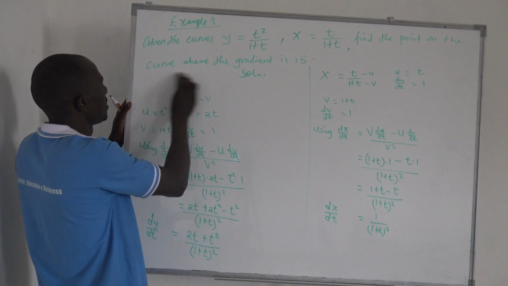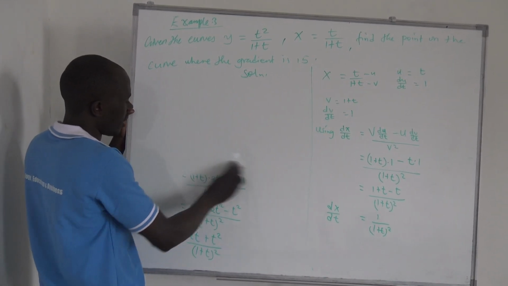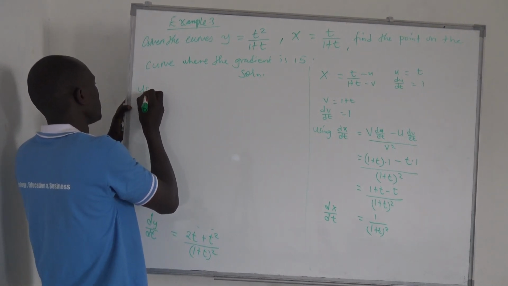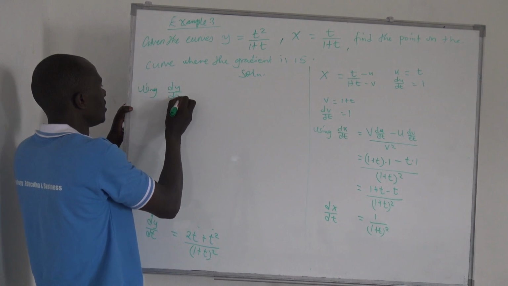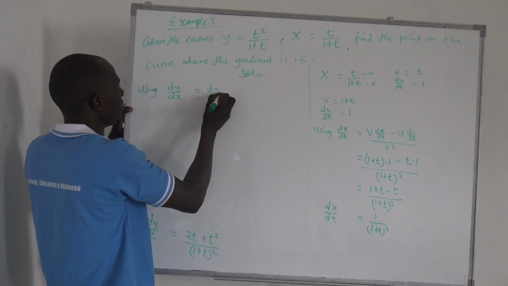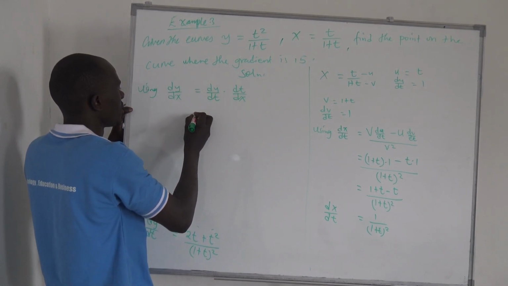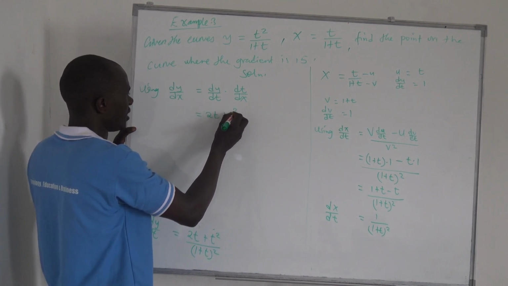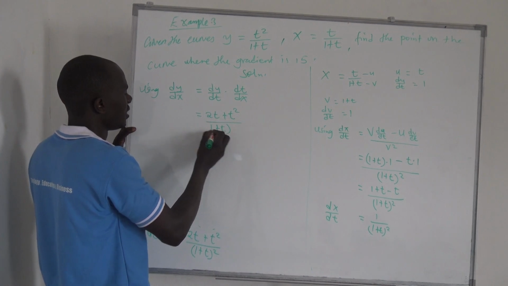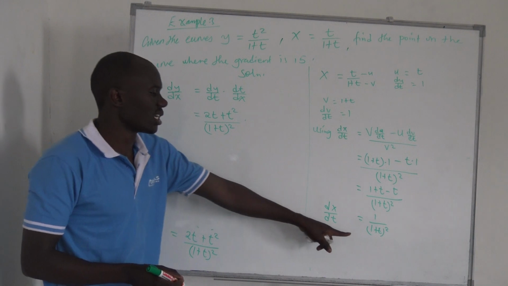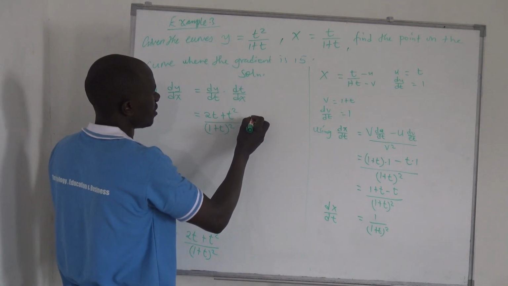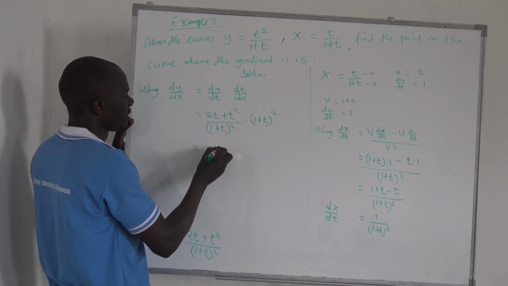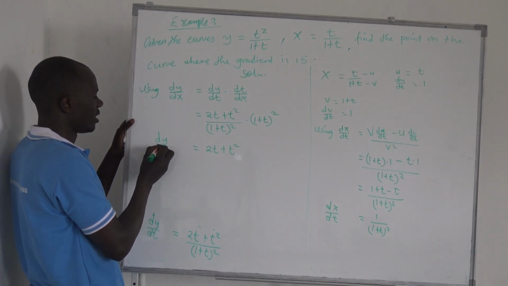From there, we are going to use our chain rule concept. So I'll say using the dy/dx equals the dy/dt times dt/dx. So what is the dy/dt? The dy/dt becomes 2t plus t squared all over 1 plus t the whole of it squared times what is the dt/dx? The dt/dx is here, take the reciprocal. It's going to be 1 plus t the whole of it squared. This and this disappear. What do you remain with? We remain with 2t plus t squared, which is the dy/dx.